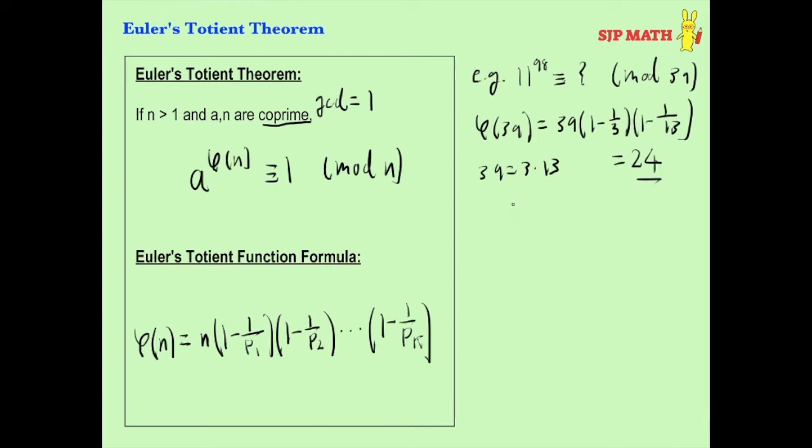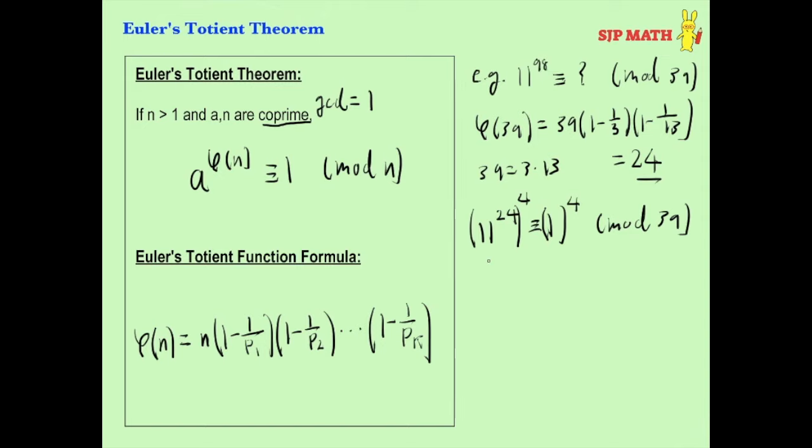Then we know that 11 and 39 are coprime, so we can set a to 11 and n to 39. So then 11 to the power of totient of 39, which is 11 to the power of 24, is congruent to 1 mod 39. And then we can raise both sides to the same power. So again, we're building a power tower here, all the way up to 98. So to the power of 4, because the largest multiple of 24 that is less than or equal to 98 is 96, which is 24 times 4.